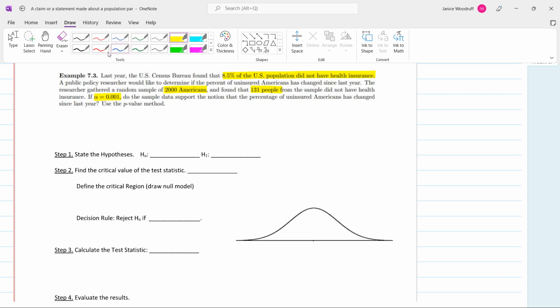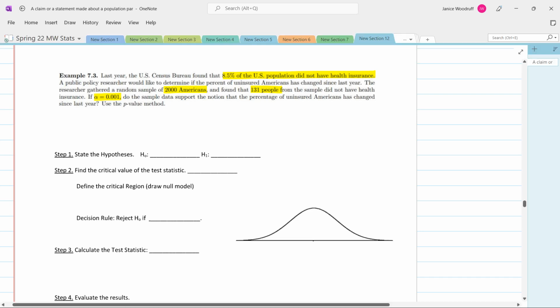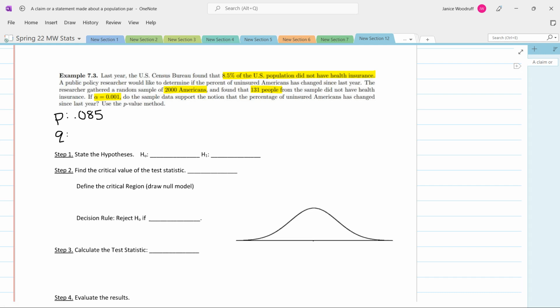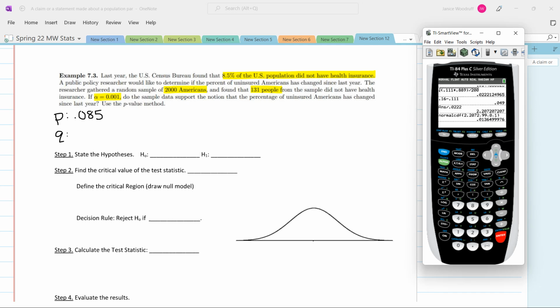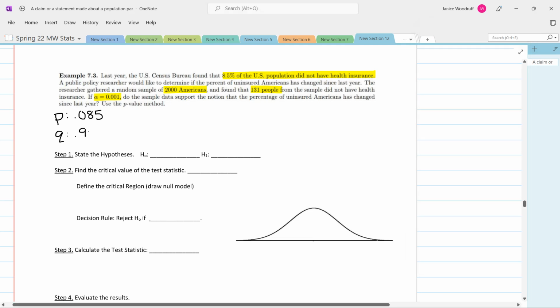Okay, so what we have here is we have 8.5% of the population does not have health insurance. That is the proportion. So that's your P, 0.085. That is your proportion, yes. So Q will be 1 minus 0.085, which will give you 0.915. Okay, so we have that.